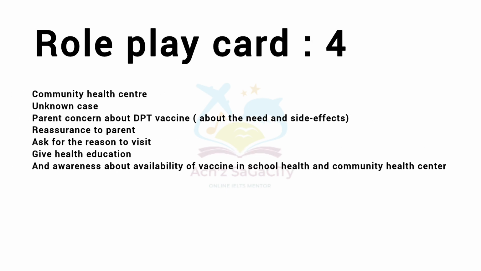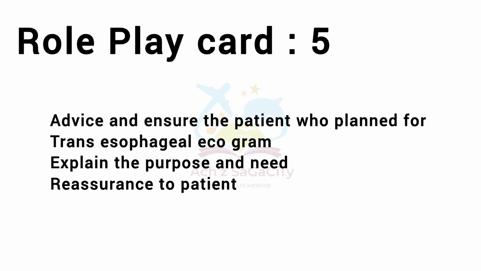Now the fourth one, community healthcare center, that was the setting. Patient with unknown case, patient is concerned about DPT vaccine, about the need, the side effect of that. So we need to explain well about the DPT vaccine, the need of that, where it will be available, which means it is available in school health and community health center, proper health education to the patient, and also we need to reassure.